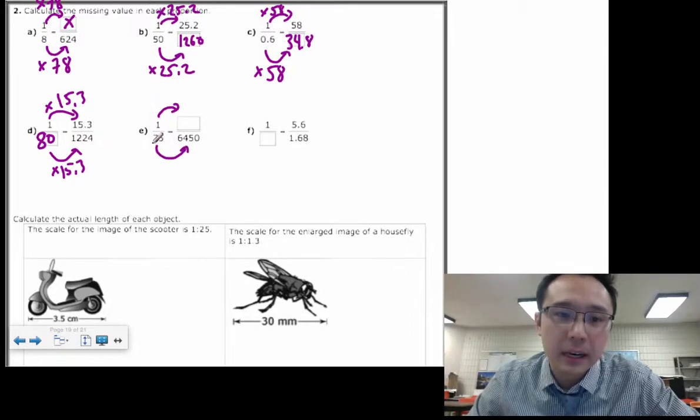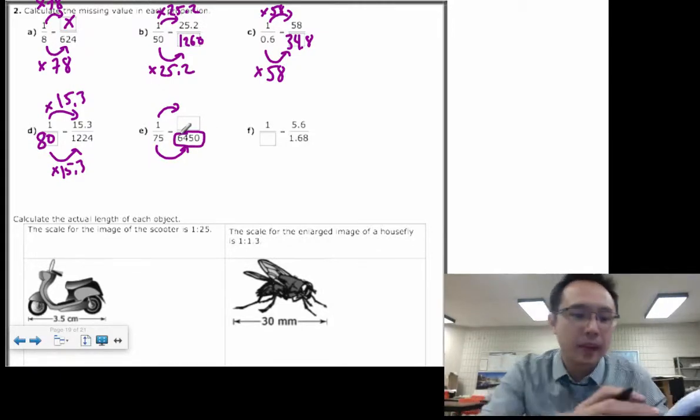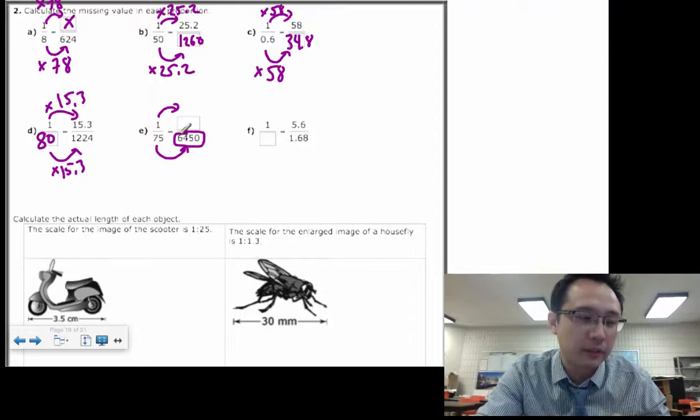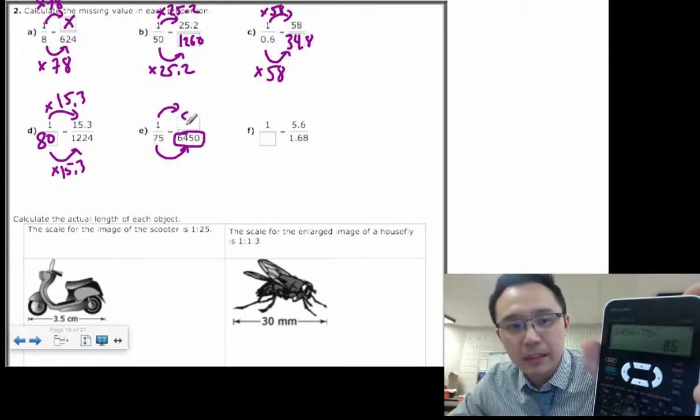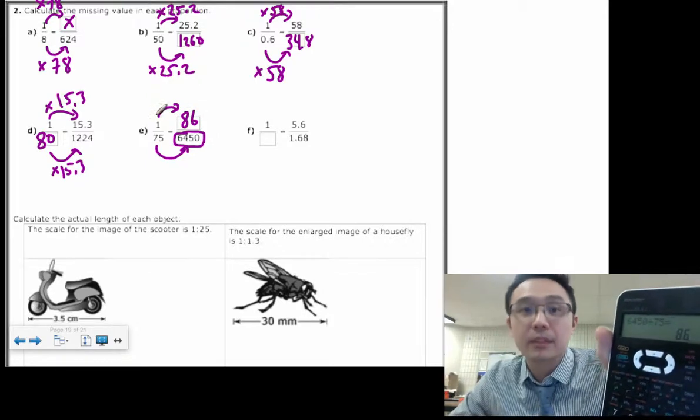And lastly, I don't know how many times to multiply 1 by 1, but I know how many times 75 goes into 6450. And that's to figure out the number of times. I'm going to divide by 75. So 6450 divided by 75 gives me 86 times. So that means 86 times the 1.